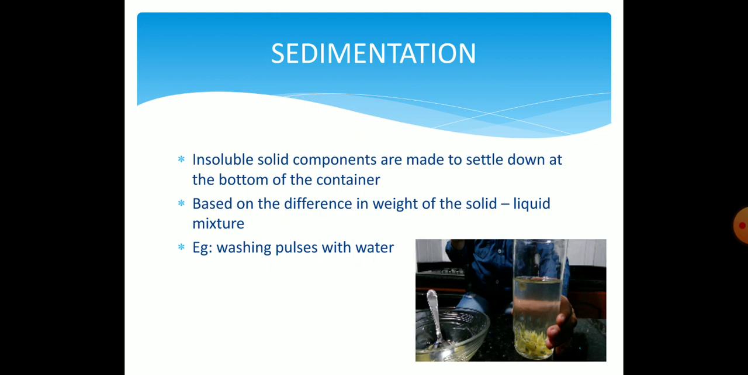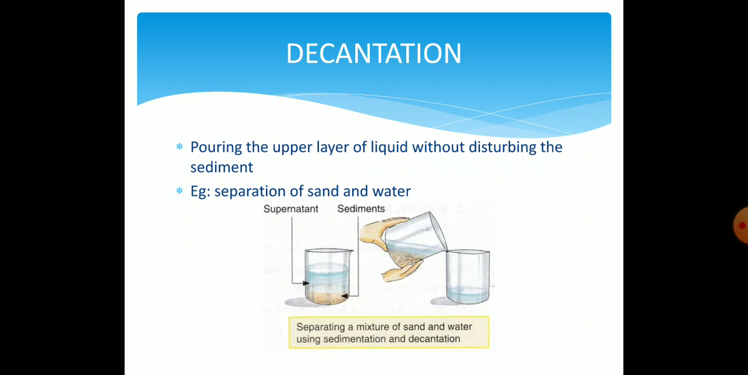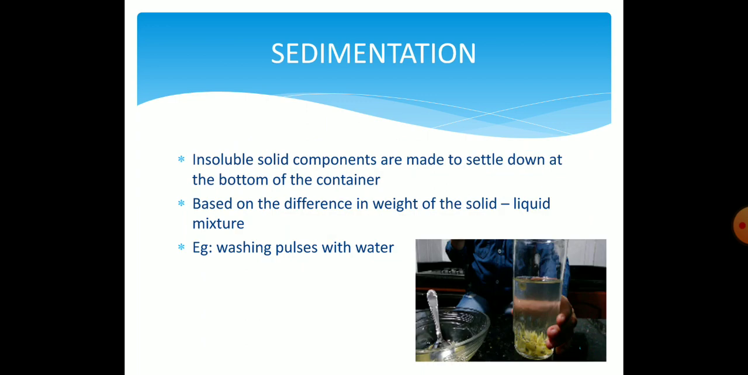So the heavy weight of the solid, that is the rice, pulls it to the bottom, and it makes the rice settle down at the bottom of the container. Only the water will be on top, because liquid is light in weight. So the liquid will be up and the solid will be down. Then you can filter it, or pour out the liquid separately and take the rice separately. So, an example for sedimentation is washing pulses with water.